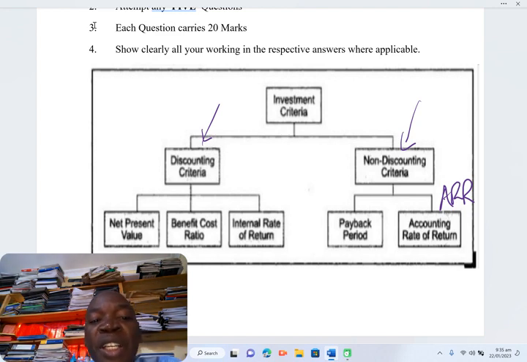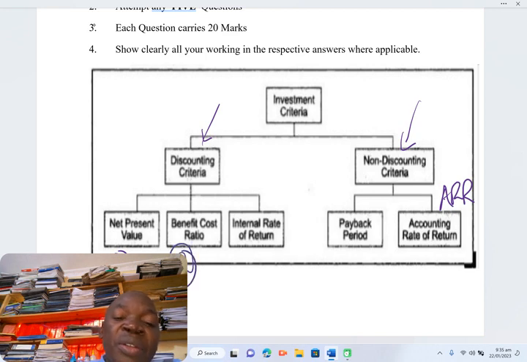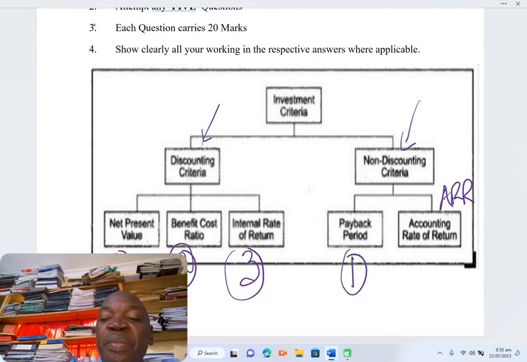For discounting criteria, we have three methods. The first one is NPV. Then we have internal rate of return, then the so-called profitability index ratio. For non-discounting cash flow methods, we have payback period and the accounting rate of return.